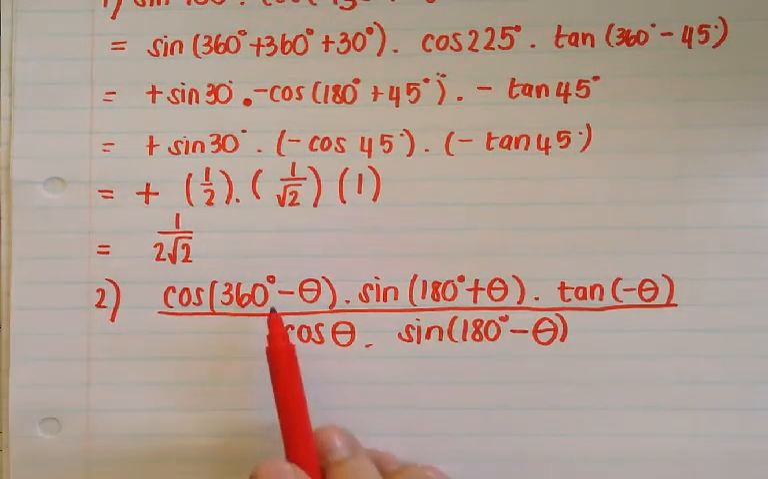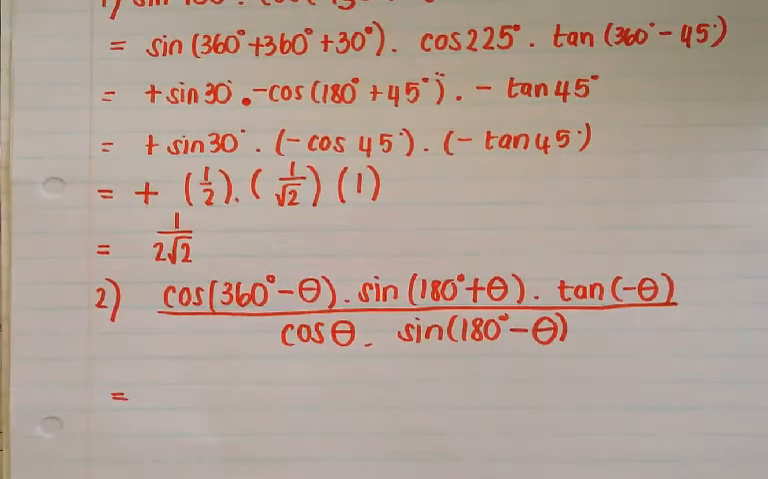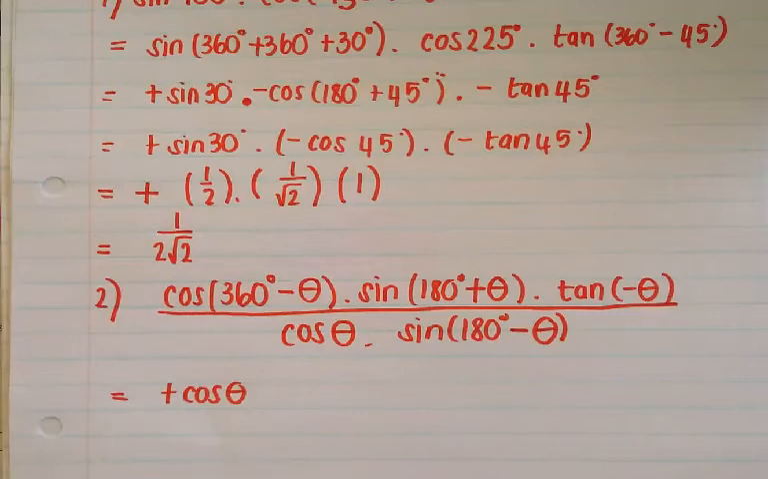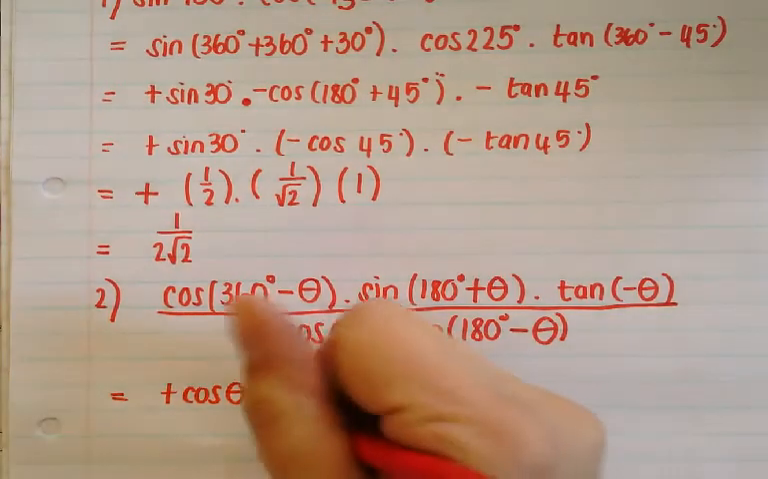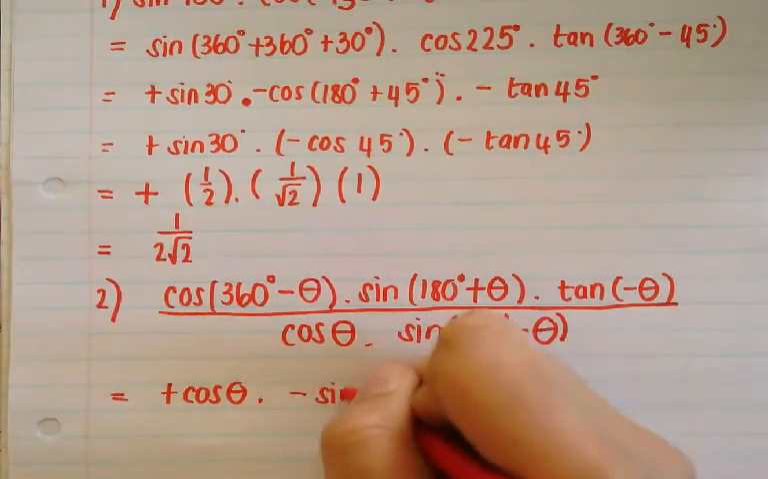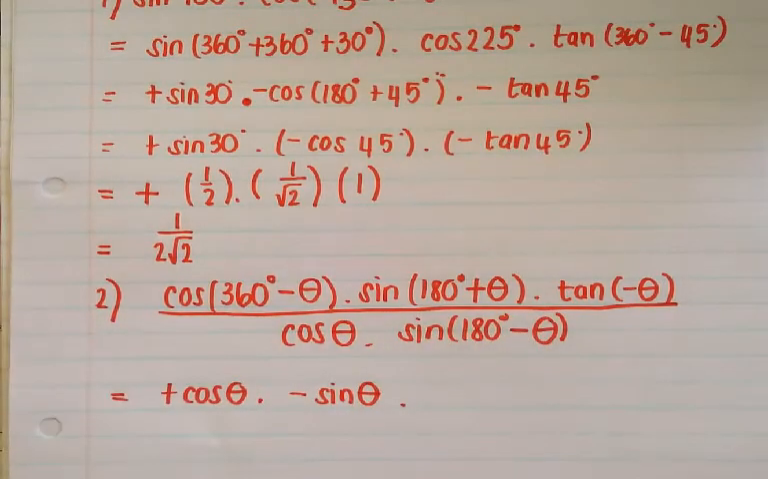Because this would be in which quadrant? 360 minus theta. Quadrant 4. And cos, is it positive or negative in that quadrant? So this can be reduced to cos positive cos theta. Sine 180 plus theta. Which quadrant is 180 plus theta? And is sine negative or positive in quadrant 3? Next one. Tan negative theta. Which quadrant is that?